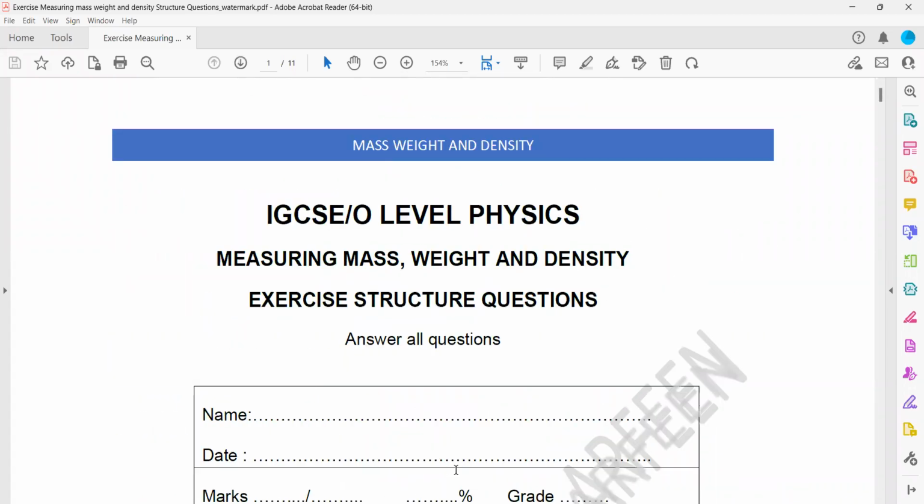So this was an exercise related to measuring mass, weight, and density, the structured questions. Any question or doubt related to today's session? Sir. So solve this exercise along with the multiple choice questions and submit tomorrow.